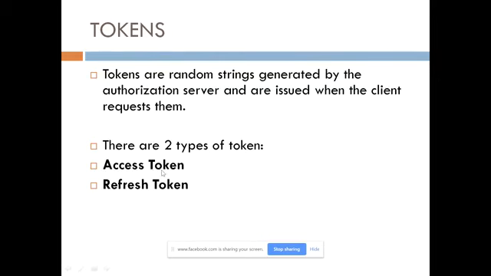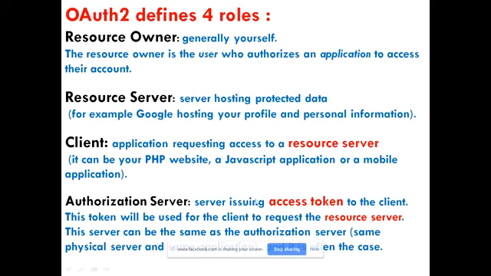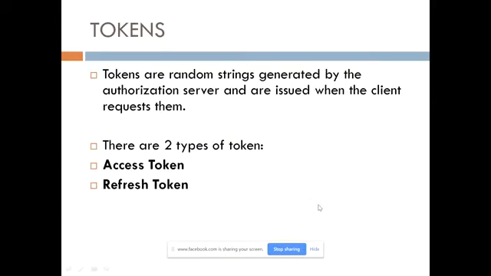Whenever the authorization server issues the access token to the third party application, along with that it also issues a refresh token. What a refresh token does is renew. Suppose an access token expires after a particular amount of time, the refresh token is going to renew the access token so that it can again be used.